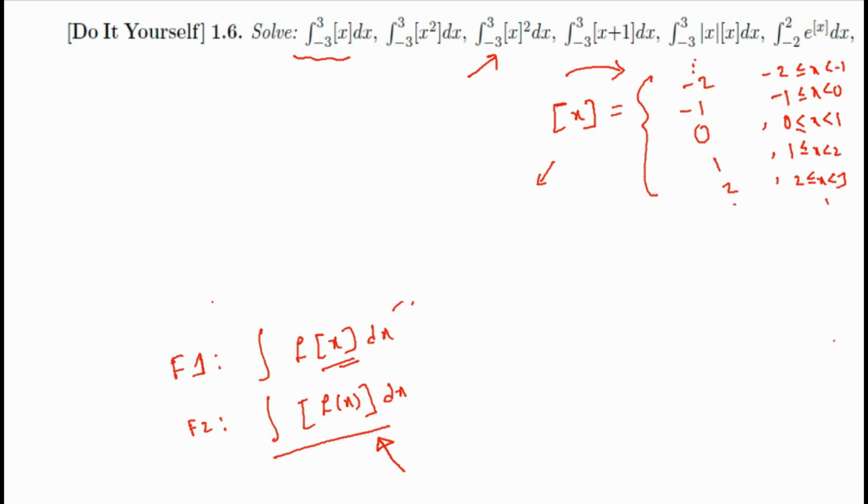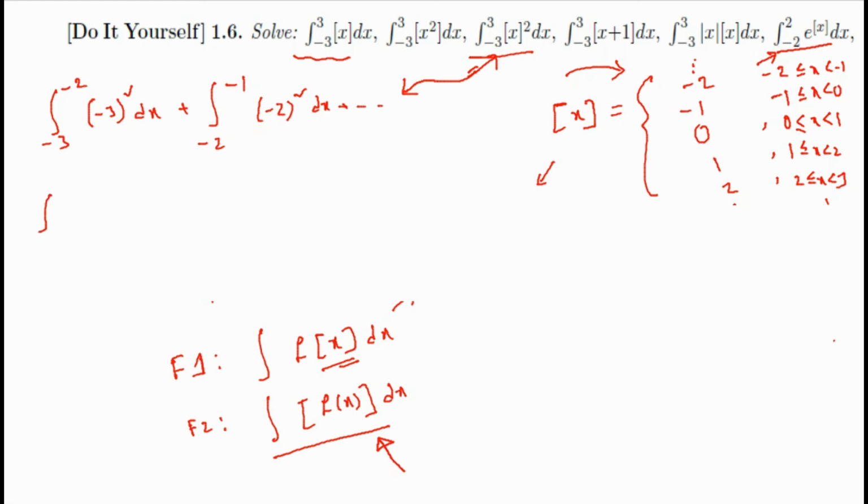This is form 1, and this is also form 1. Here, minus 3 to minus 2, the value is minus 3, so minus 3 square dx, we are just using the function again, plus minus 2 to minus 1, value is minus 2, so minus 2 square dx, and so on, that problem.